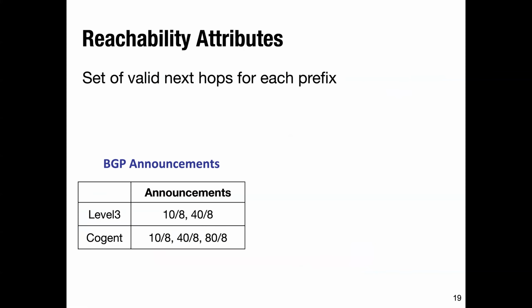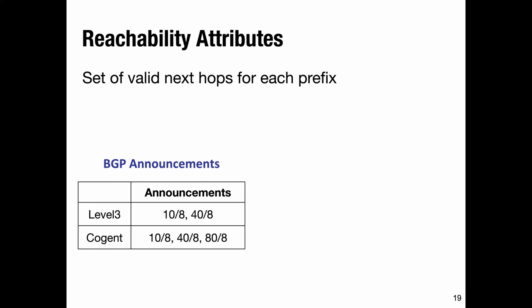So reachability attributes are the information that we're trying to encode or add to the packet's metadata. Let's talk about what that attribute is all about. In simple terms, it is the set of valid next hops for each prefix, right? So every packet carries information about what the valid next hops or routers are to which it can be forwarded.